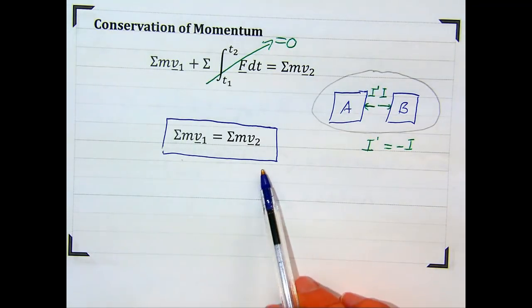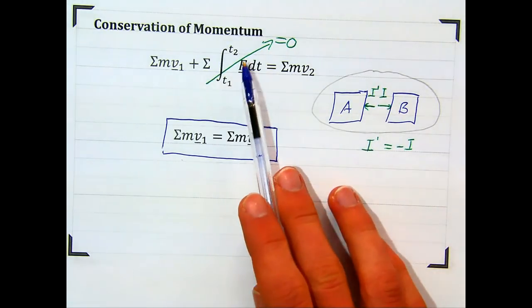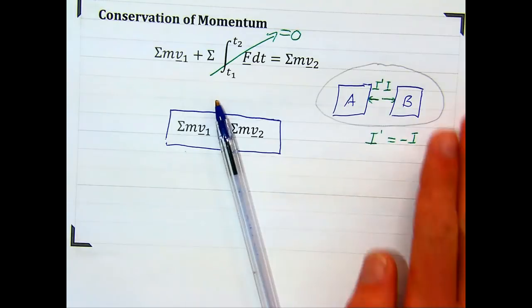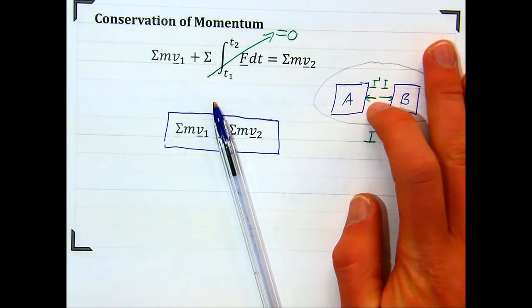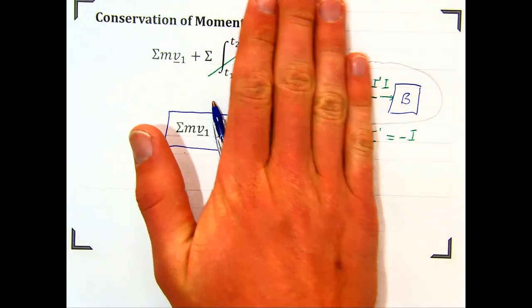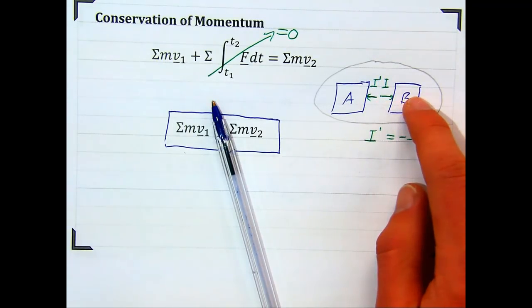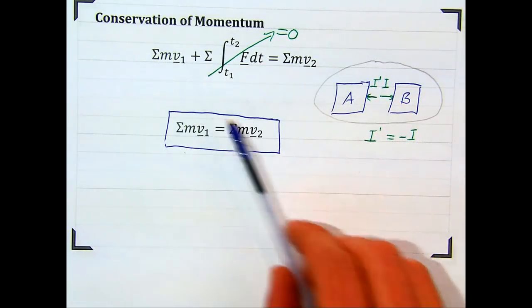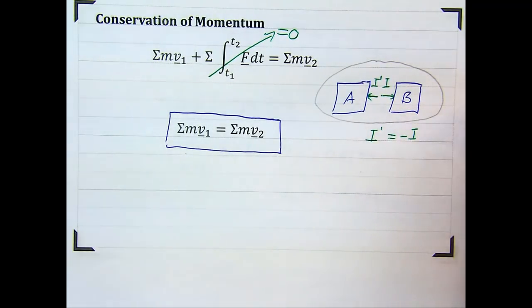And it only works if you do consider the parts together, so that this intermediate term falls away. If you were to consider, for example, part A only, then this impulse would actually cause the momentum of A to change. Or if you were to consider part B only, then this impulse here would cause the momentum of part B to change. So the momentum of the individual items is not conserved, but the momentum of the entire system is conserved if you consider it as a whole.